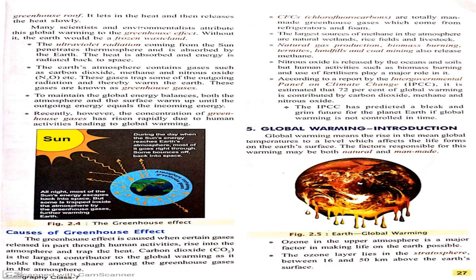Okay, so now we will see them one by one. The greenhouse effect is caused when certain gases, released in part through human activities, rise into the atmosphere and trap the heat. Now all these gases are caused by some human activities. Let's see one by one. First one is carbon dioxide. The chemical formula of carbon dioxide is CO2.